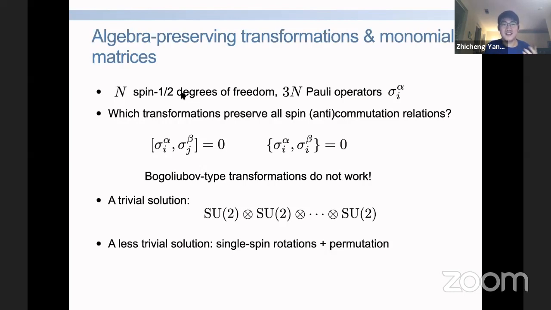That's true. But the thing is that usually when you do that, you will turn a single spin operator into a product of spin operators, and this is something we don't want on the lattice. A trivial solution is, of course, that I can just do single spin rotations independently on each spin degree of freedom. However, a less trivial solution is that we do single spin rotations plus permutation.